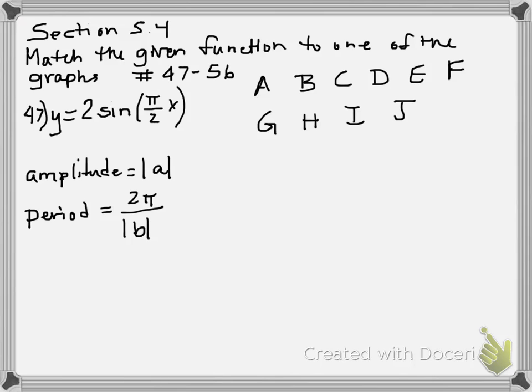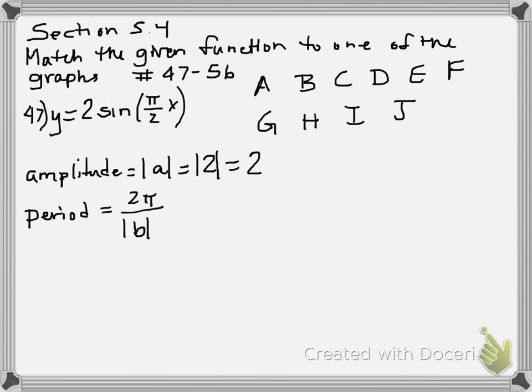The first thing you need to do, for the one that you're doing, is find the amplitude and the period, because we're going to use a process of elimination to determine which one of these is the correct graph. And this is what you should do for all of them. So, first thing you need to find is the amplitude. The amplitude is the absolute value of your A. A in this case is 2. So the amplitude is equal to 2.